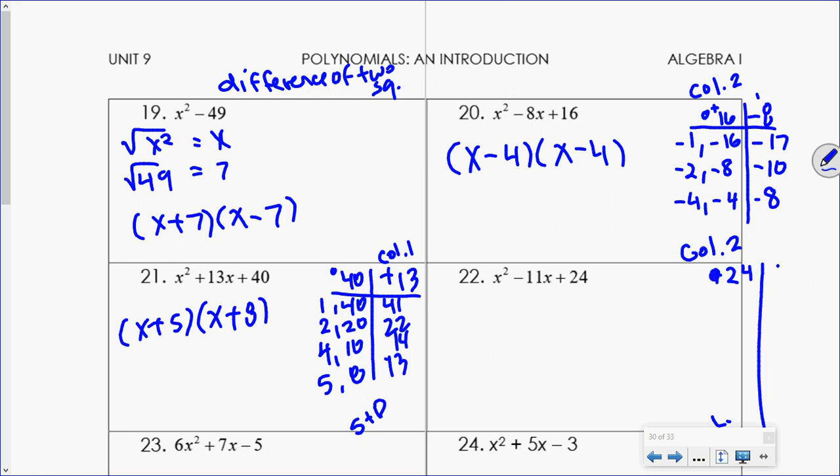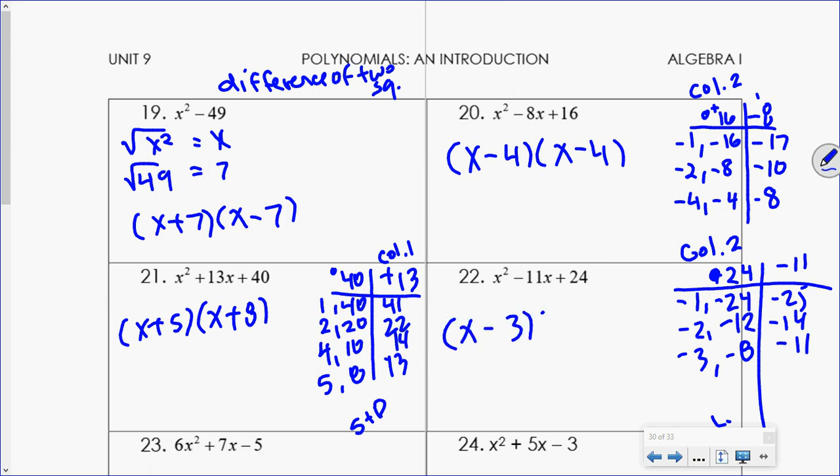So positive 24 multiplies to positive 24, adds up to negative 11. So here both of my numbers are negative. My apologies. So negative 1, negative 24 gives me negative 25. Negative 2, negative 12 gives me negative 14. Negative 3, negative 8 gives me negative 11. So my factors are x minus 3 times x minus 8.